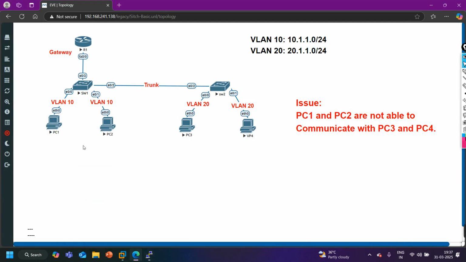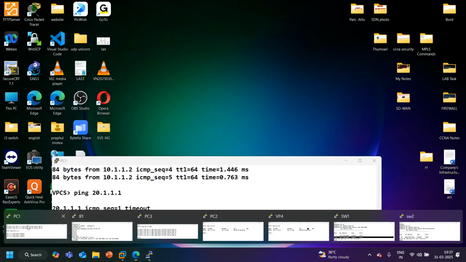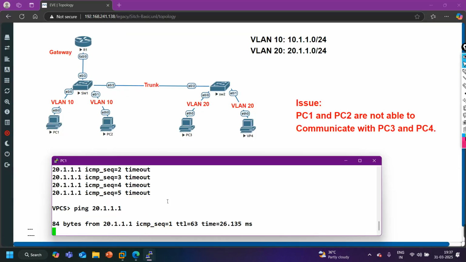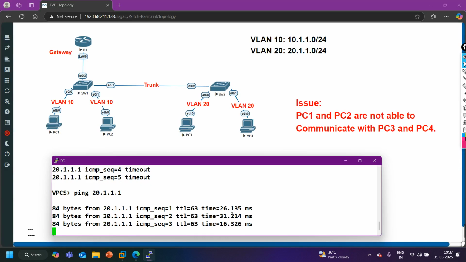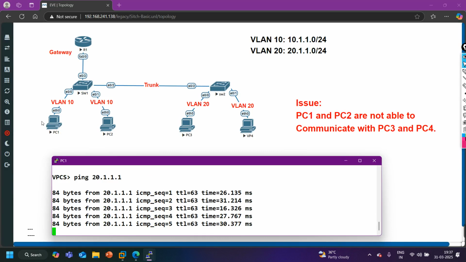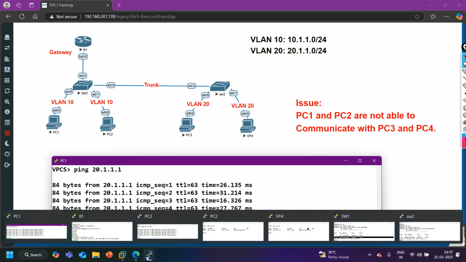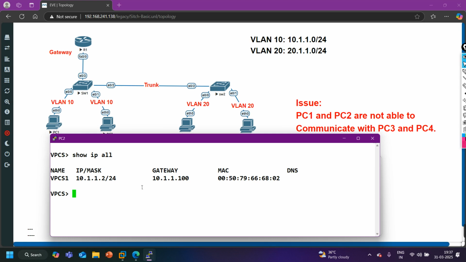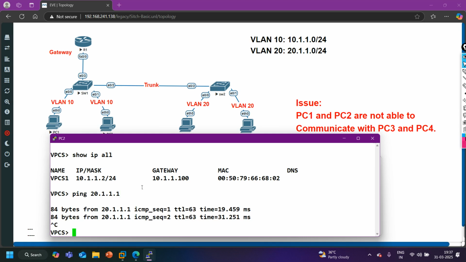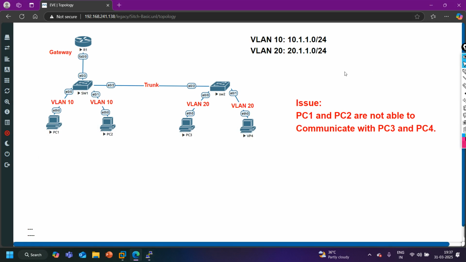Let me check the connectivity from PC1 to PC3. Now there should be reachability, and now you can see reachability is there, ping is working. Now PC1 is able to ping PC3, they are able to communicate, right? From PC2 you can also ping 20.1.1.1 and you can ping 20.1.1.2 also. PC4 ping is working, right?